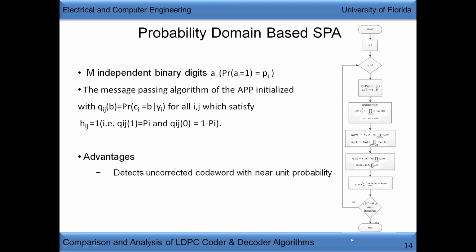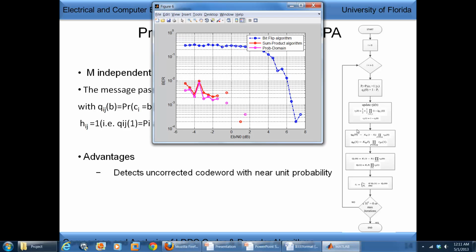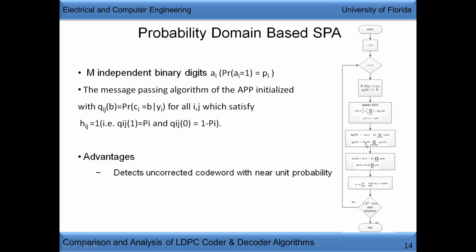This is the flowchart representing this algorithm. So you run i from 0 to n minus 1. You set the values of p_i and q_ij(0). You update the value of r_ji(b) using these equations, which is r_ji(0) and r_ji(1). After which you update the value of q_ij(b) using these equations. So you have q_ij(0), you have q_ij(1).